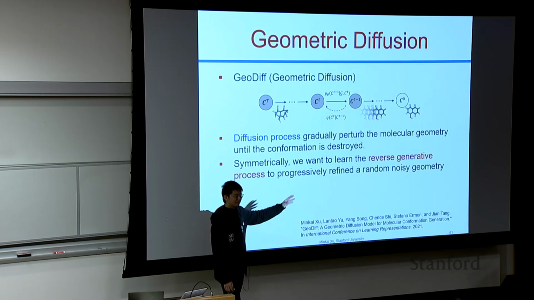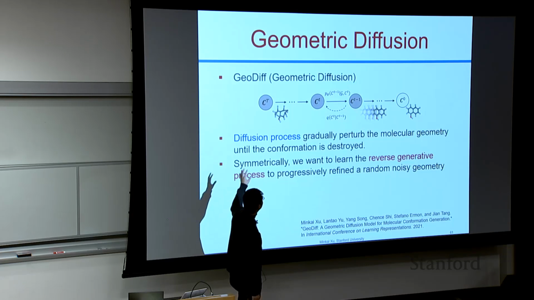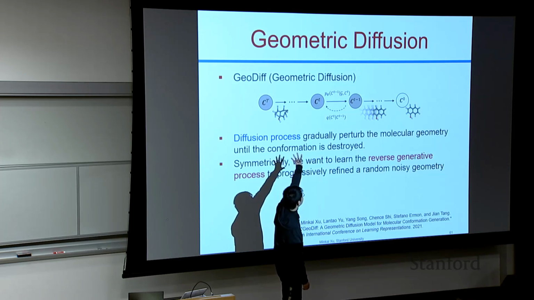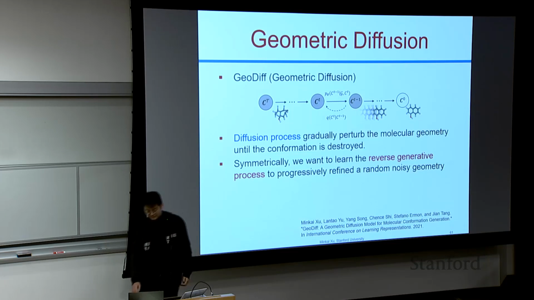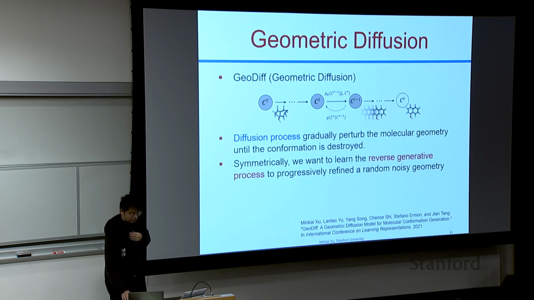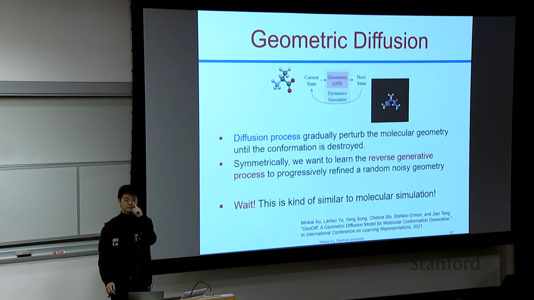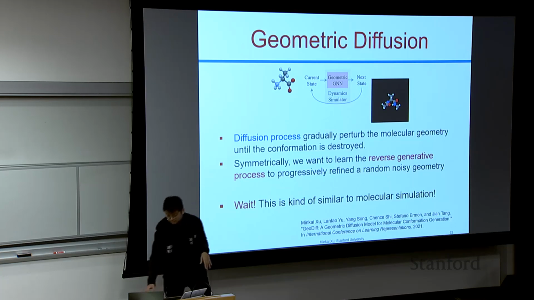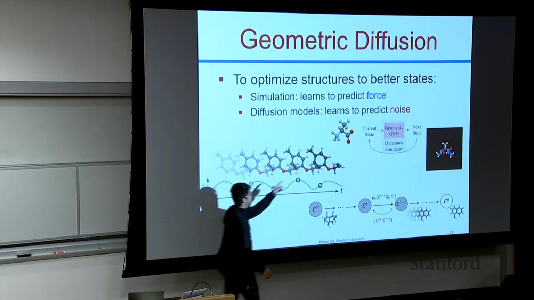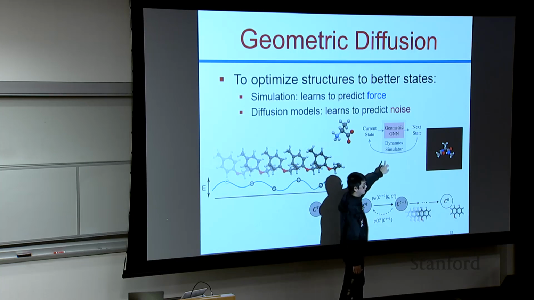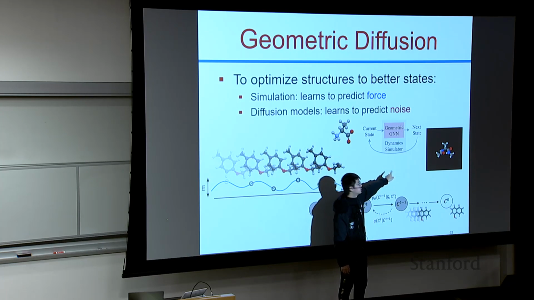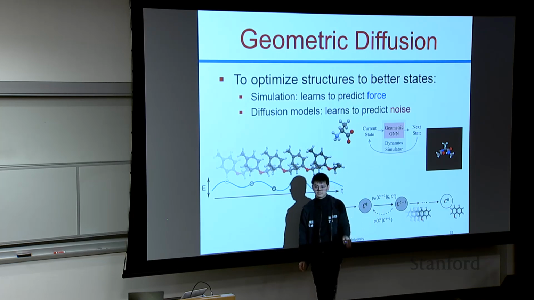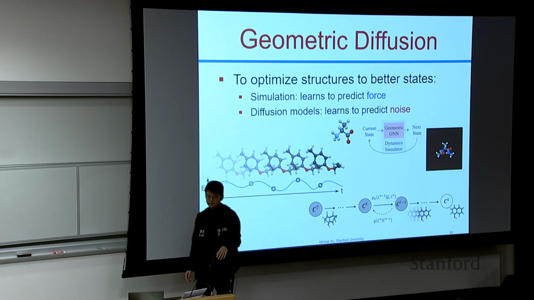So I just skip all the math in the paper. When you just observe this figure, you will feel like, oh, actually, this is progressively denoising by the noise vector. This is kind of similar to molecular simulation. When we do molecular simulation, we always have either a classic Schrodinger solver or a graph neural network. It will tell you what's the force, and the force will be used to optimize the structure.